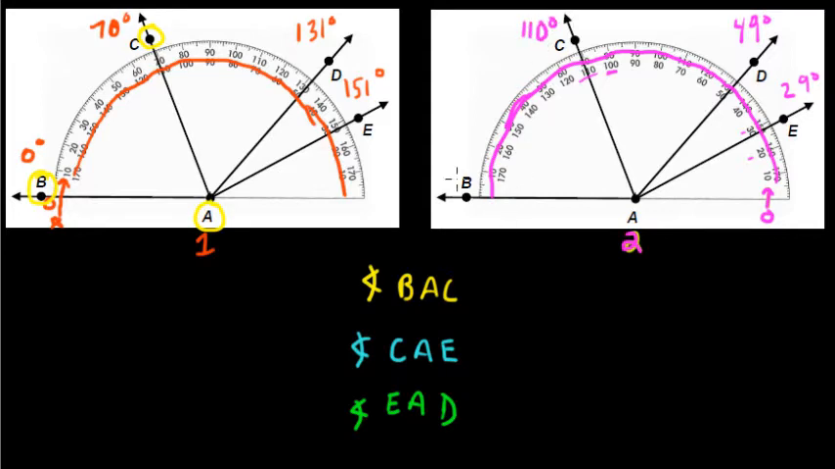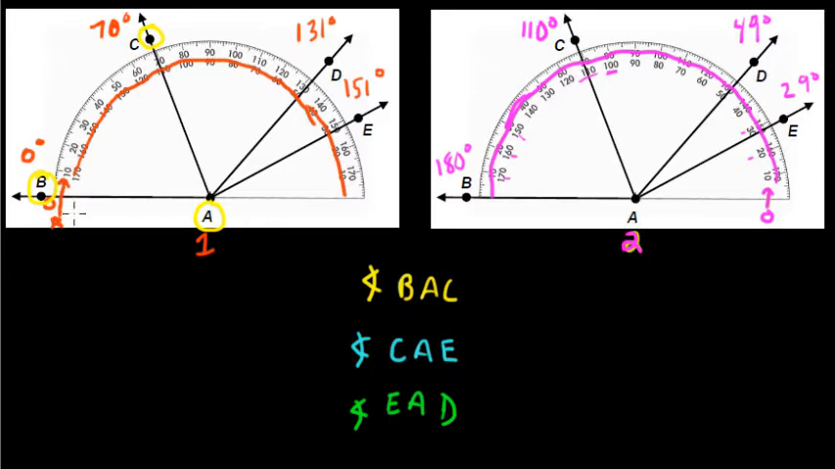Okay. And then B doesn't have a number, but we're going 150, 160, 170, and we go 10 more. 10 more than 170 has got to be 180. So we're going to label that as 180 degrees. It's a straight line over here. Okay. So these are the two different versions of the same protractor.